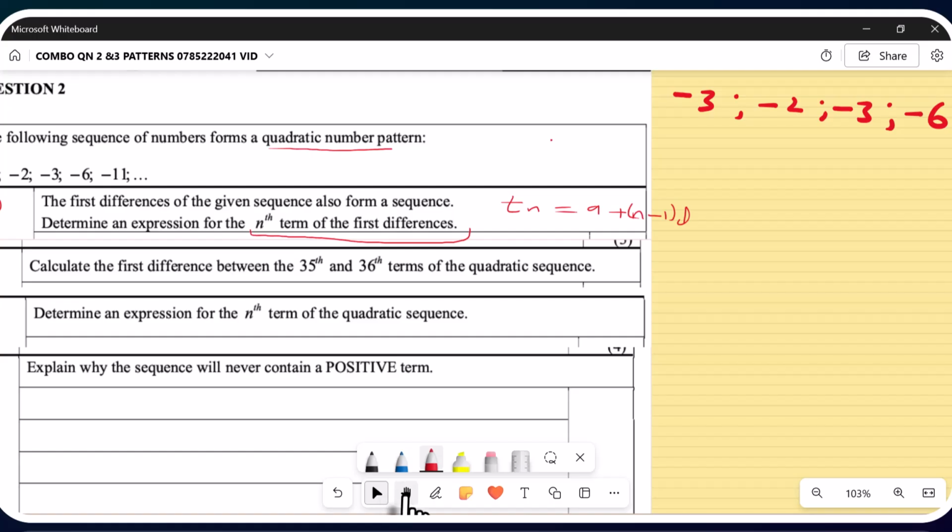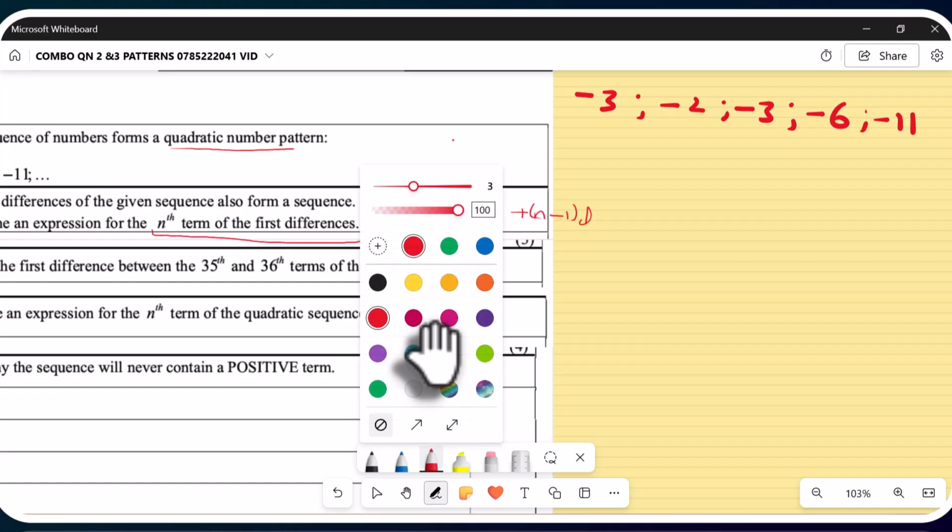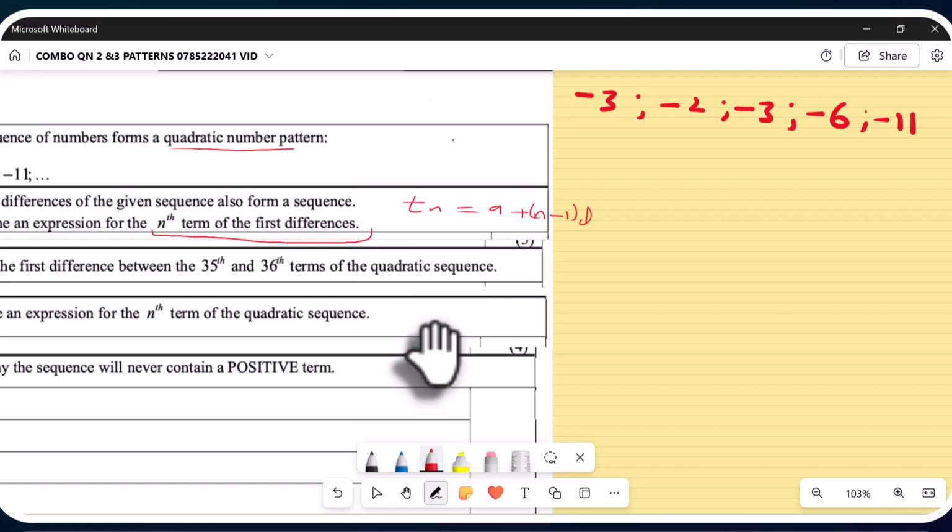Now, being quadratic, I'm going to say minus 2 minus 1, minus 1 minus 1, it gives minus 2. And then negative 3 minus minus 1, I get negative 2 again. And then negative 5 minus minus 3, I get negative 2 again. Now, the Tn I'm talking about, the first differences, is for this part here. Look here, guys, this one. This part here has got that small tn I'm talking about.